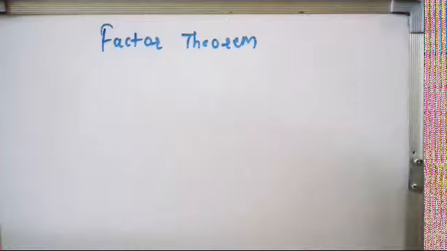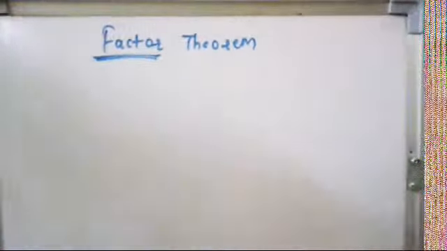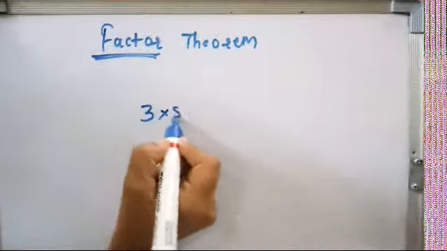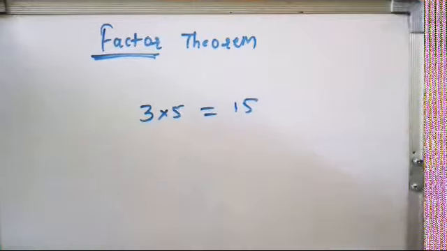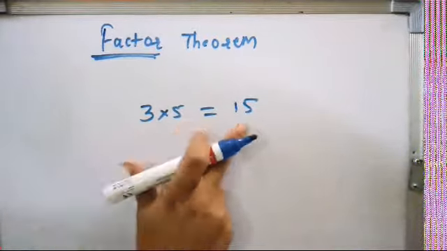Now the factor theorem. First of all we should understand what is the meaning of factor. Suppose the product of two numbers, 3 multiplied by 5 is equal to 15, right? What is happening here? 3 multiplied by 5 is equal to 15. It means the product of these two numbers is 15. So the factors of 15 are this 3 as well as the 5, right? 3 is also a factor of 15 and 5 is also a factor of 15.